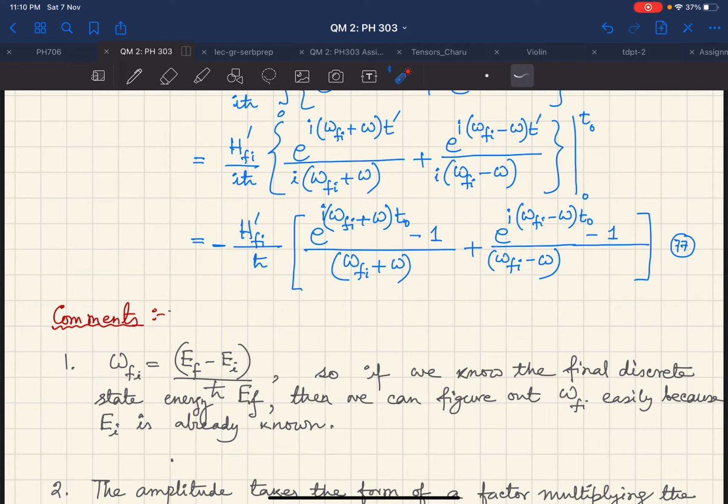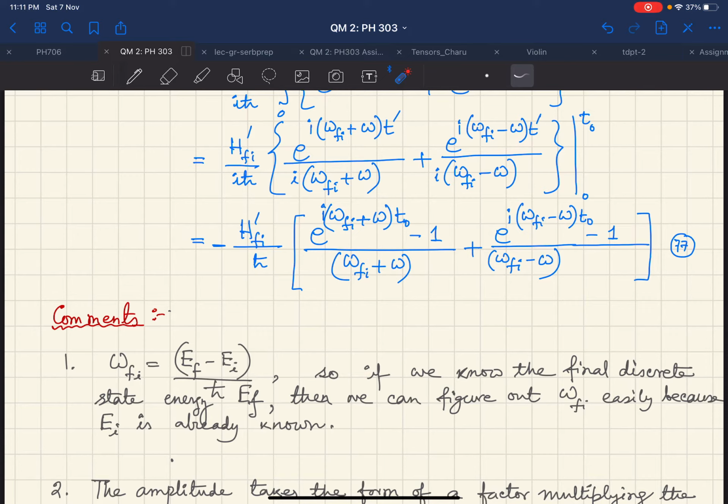Now, as you can see, by our definition, omega_fi is defined as (E_f minus E_i) by h bar. So, if by some means I can find out what is the final discrete state energy E_f, then I can figure out what this omega_fi is. This is simply because E_i, or the initial state energy, is already known. Why is it already known? Because our initial state i is a stationary state.